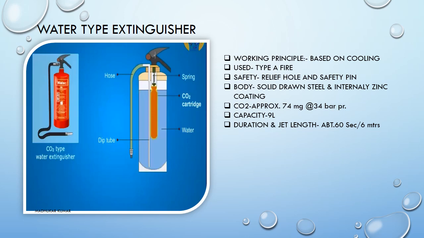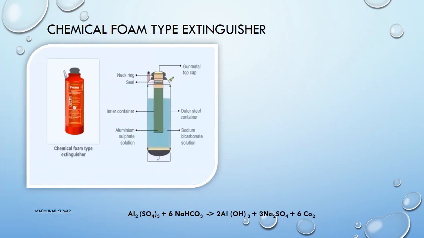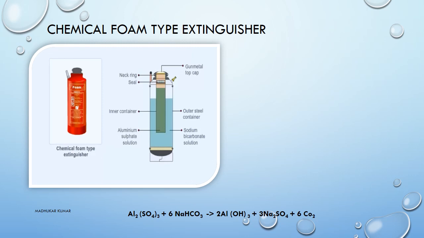So this basically gives the brief introduction of the water type. Now we will go to the foam type portable extinguishers. One is chemical foam and one is mechanical foam. So chemical foam we will understand. As we can see the outer structure, we will come to know that this is the chemical foam. We can identify it because the brass nozzle is very small. Okay, and on top you have a different mechanism to use it.